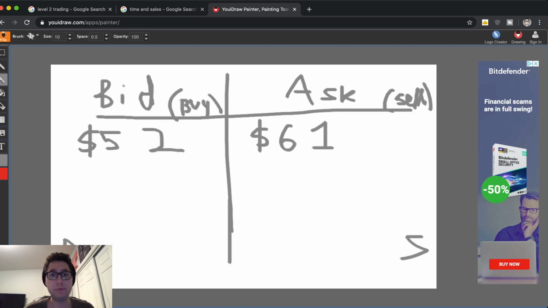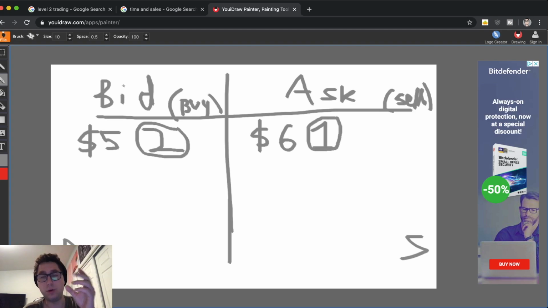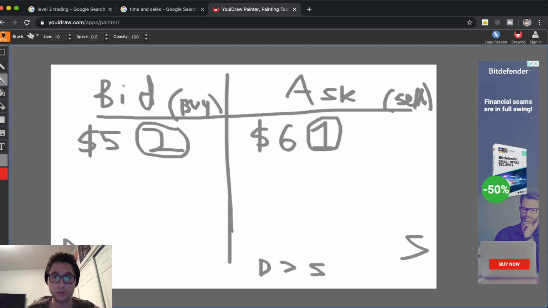But this is where you could start to use the level 2 to predict price movement. You want to look at the price, but also the quantity, which is super important. So you have two people at 5 and one person at 6. Now you have a sense of where the demand and supply is, and you know that demand is greater than supply, essentially. There's going to be some variations, but because you have two people versus one, you have a greater demand.